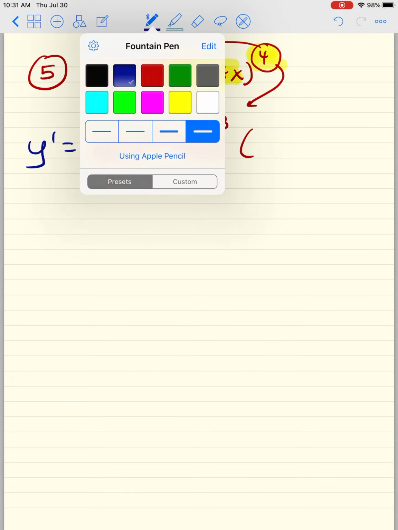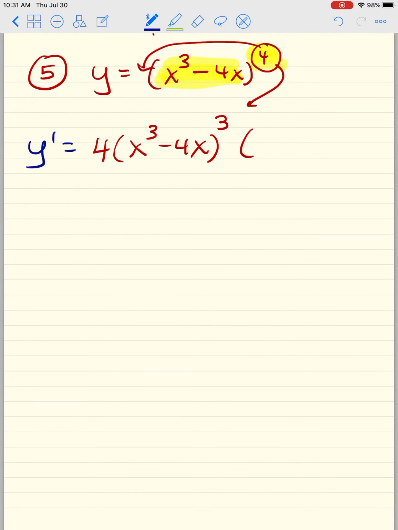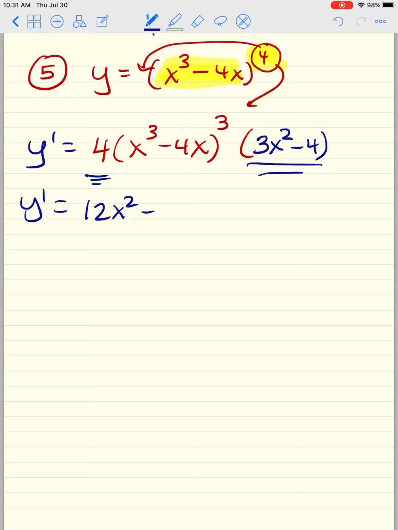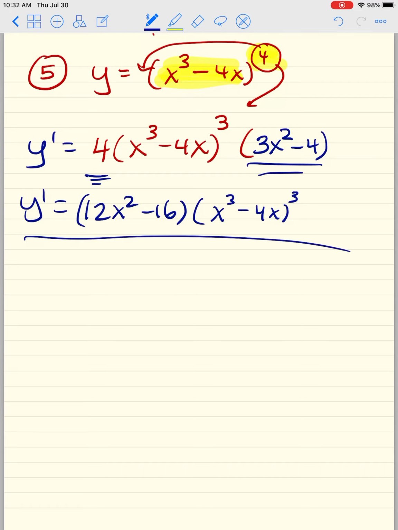So the derivative of the inside is going to be 3x squared by the power rule minus 4. Now, all you have to do is just clean up this here and this here to give you a nice 12x squared minus 16 times (x cubed minus 4x) cubed. Now, sometimes if you're asked to find where the derivative is equal to 0, then you don't want to clean it up, obviously. But this is our final answer, okay?